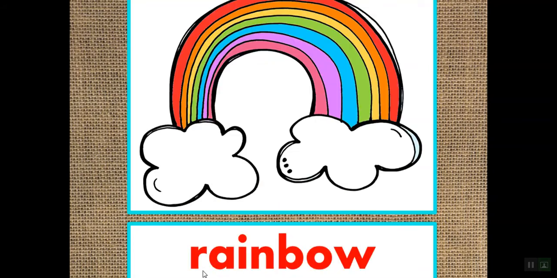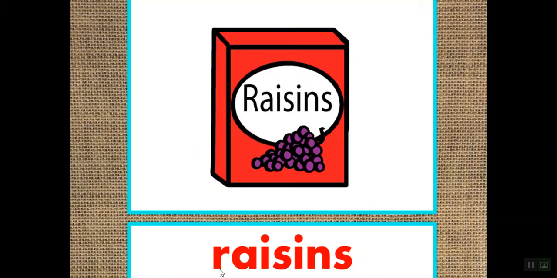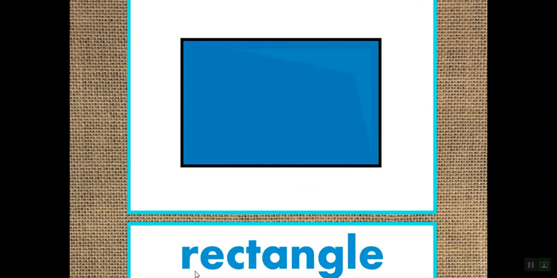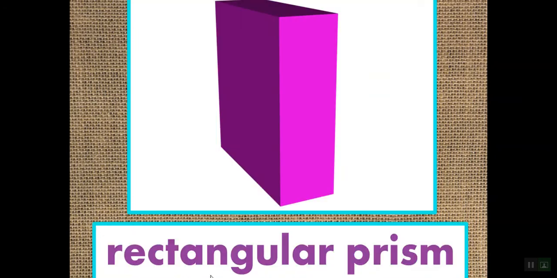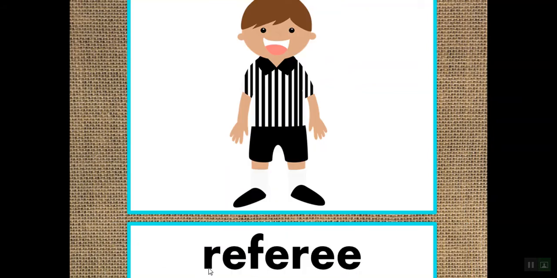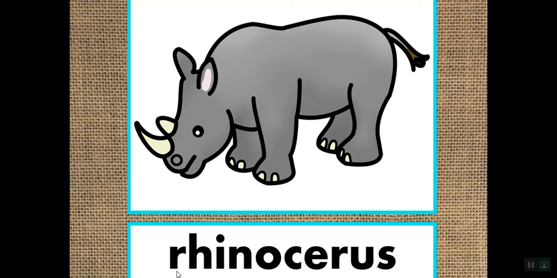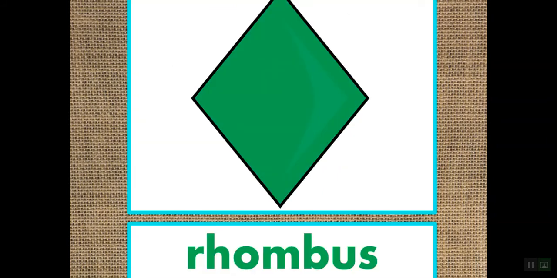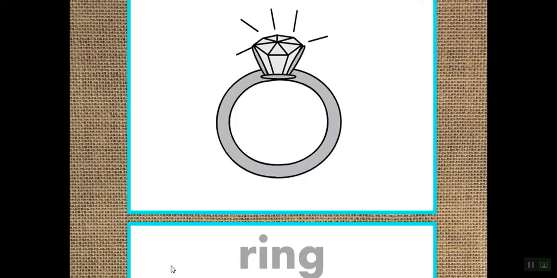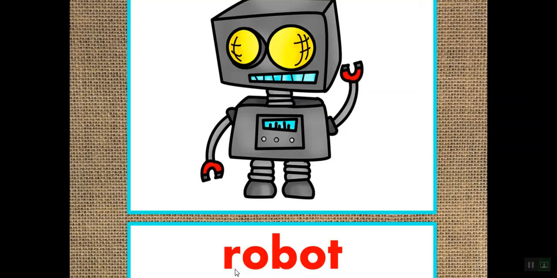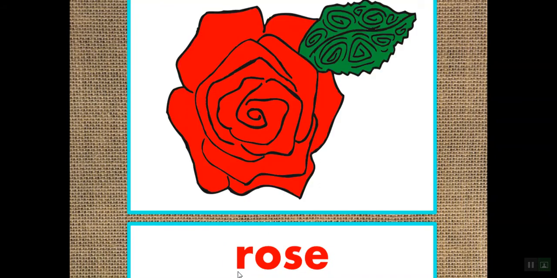Raccoon. Rainbow. Raisins. Rectangle. Rectangular prism, which will be one of our 3D shapes that we learn about this year. Referee. Rhinoceros. Rhombus, which is another word for our diamond shape. Ring. Robot. Rose.